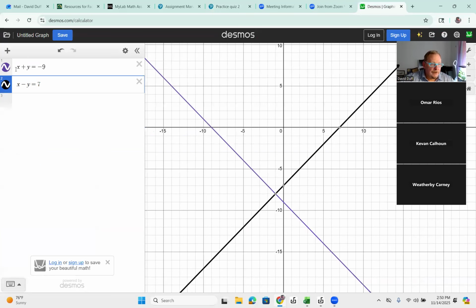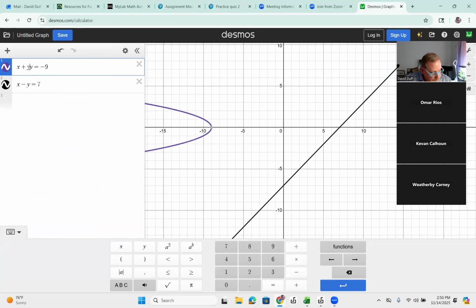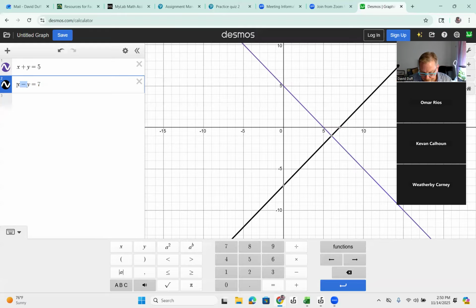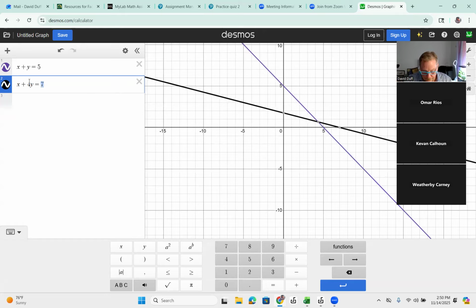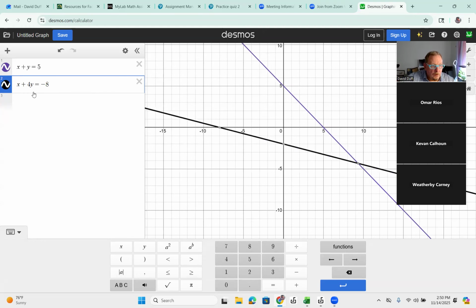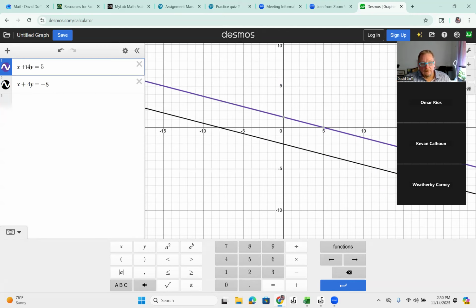So I've got X plus 4Y is equal to 5. And X plus 4Y is equal to -8. Oh, they're parallel lines. So that's how we know graphically. We can just graph them and look at them. They're parallel. How do we know analytically?